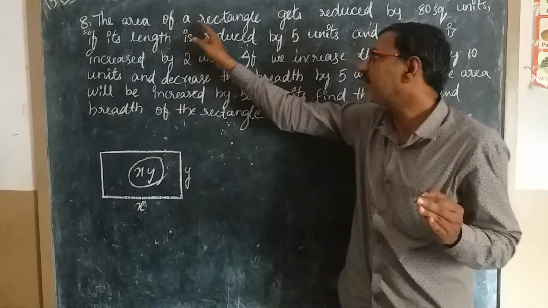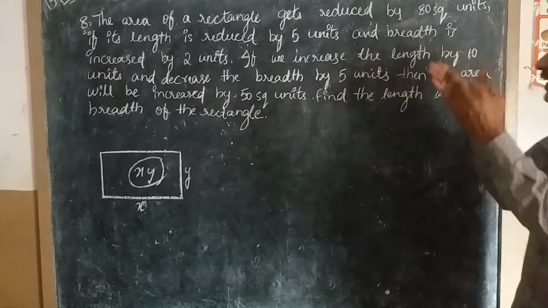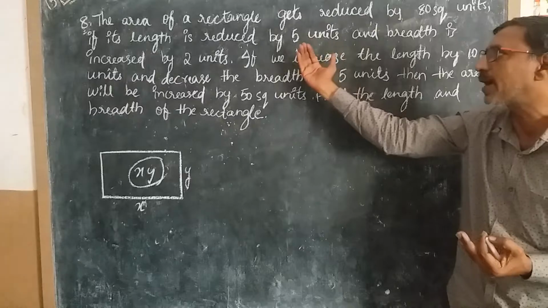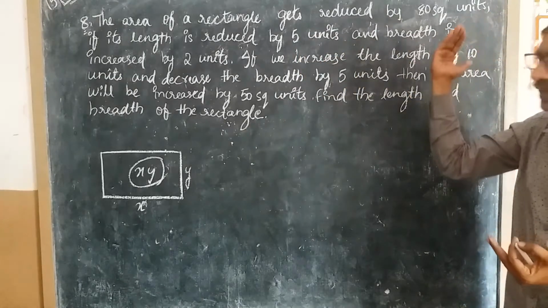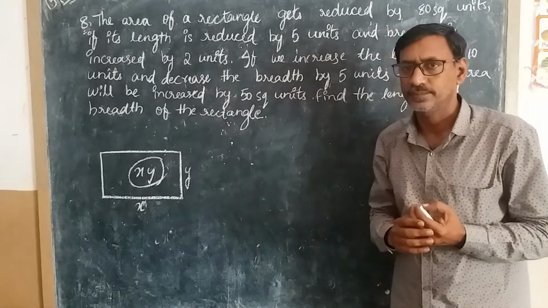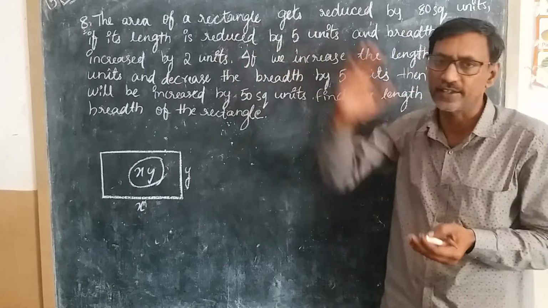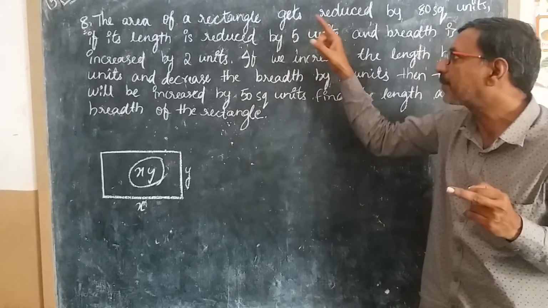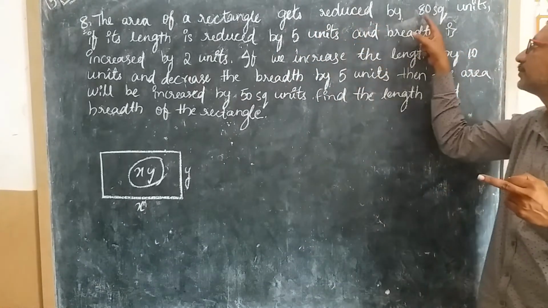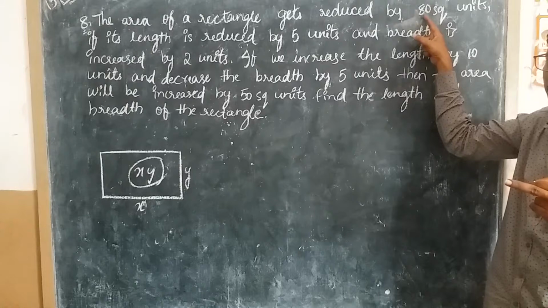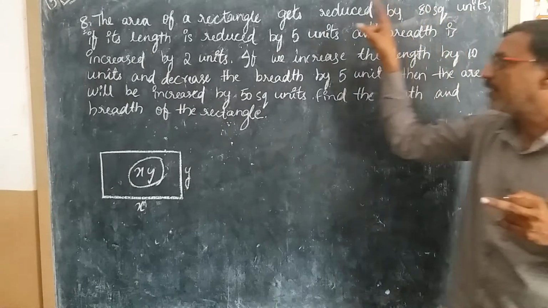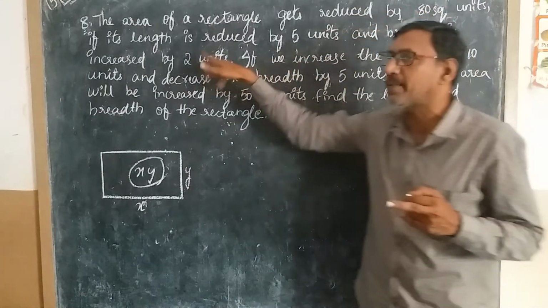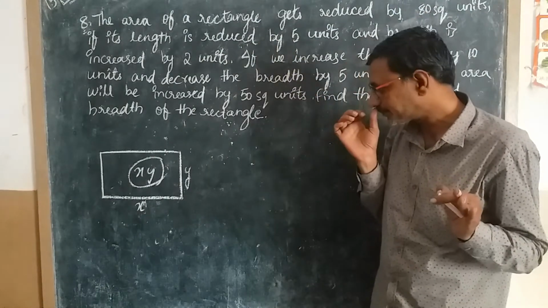Now coming to the first sentence. The area of the rectangle gets reduced by 80 square units if length is reduced by 5 units and breadth is increased by 2 units. Once again, I will read the question. The area of the rectangle is reduced by 80 square units if length is reduced by 5 units and breadth is increased by 2 units.